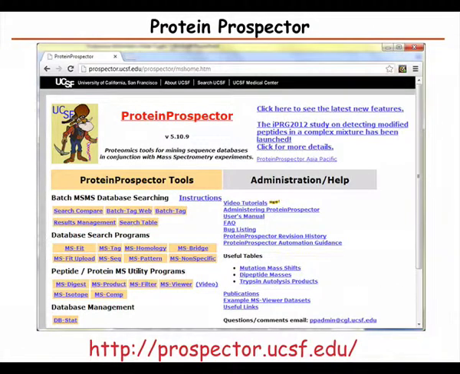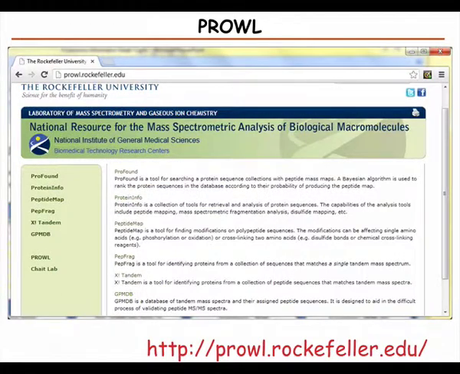Then there are web-based resources, for example Protein Prospector, where you can do all sorts of calculations and searching of databases using peptide mapping data and the MSMS data, and it's really a rich resource of different tools. There is another resource at Rockefeller that also provides you with many different tools to calculate peptide masses, fragment masses, and so on.